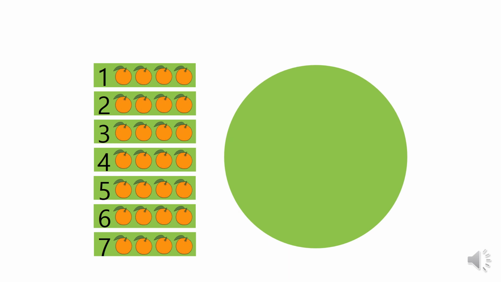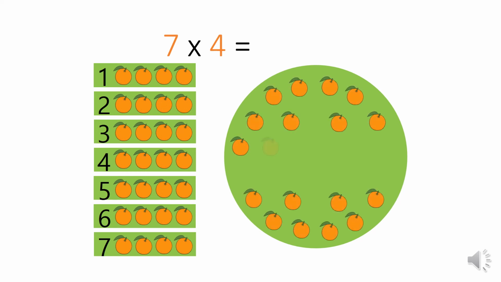Let's have a look at these oranges. I've got 1, 2, 3, 4, 5, 6, 7 rows of oranges, 7 groups of oranges. How many are in each group? Can you see? Yes, I've got 4 oranges in each group. My number sentence here says 7 times 4, 7 groups of 4. I can easily write my multiplication sentence by looking at the array. And here are the total amount of my oranges. I've got 28 oranges.